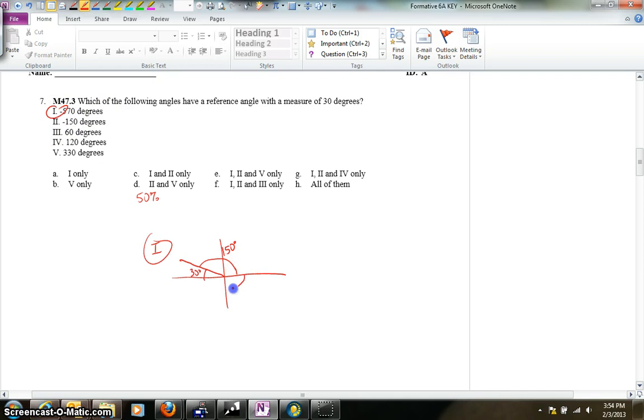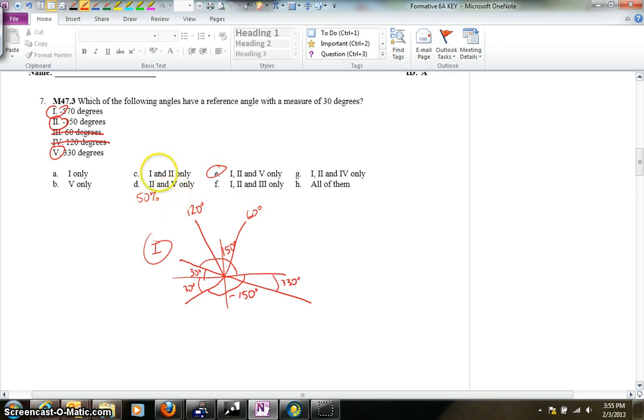Negative 150 degrees. So if we go here, the negative 150 degrees, so we went clockwise instead of counterclockwise, that still leaves us 30 degrees short of the x-axis. So that also has a reference angle of 30 degrees. 60 degrees will definitely not have a reference angle of 30 degrees because it's not 30 degrees from the x-axis. We're going to cross that off. 120 degrees. Same thing. That's actually a 60 degree reference angle because it's 60 degrees away from the x-axis, so not that. And then 330 degrees is right down here, so 330 degrees does have a 30 degree reference angle. So we should have got 1, 2, and 5. 1, 2, and 5 is option E.